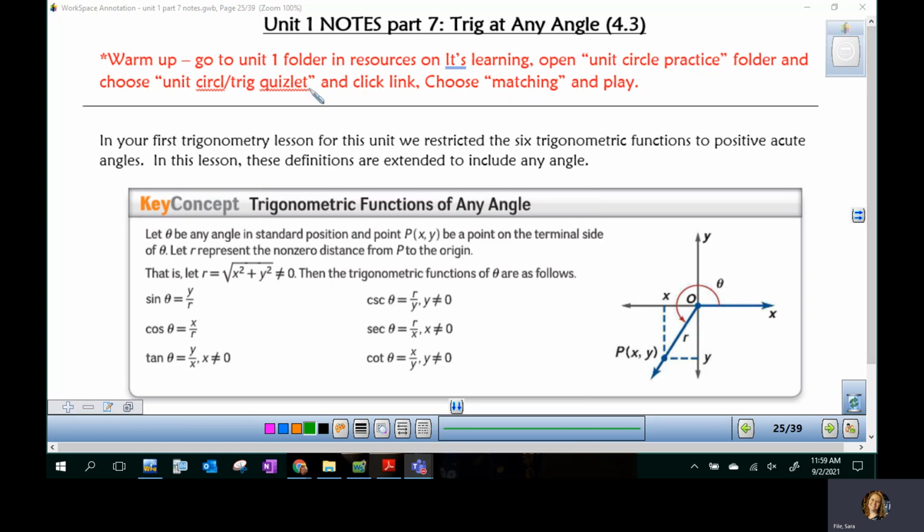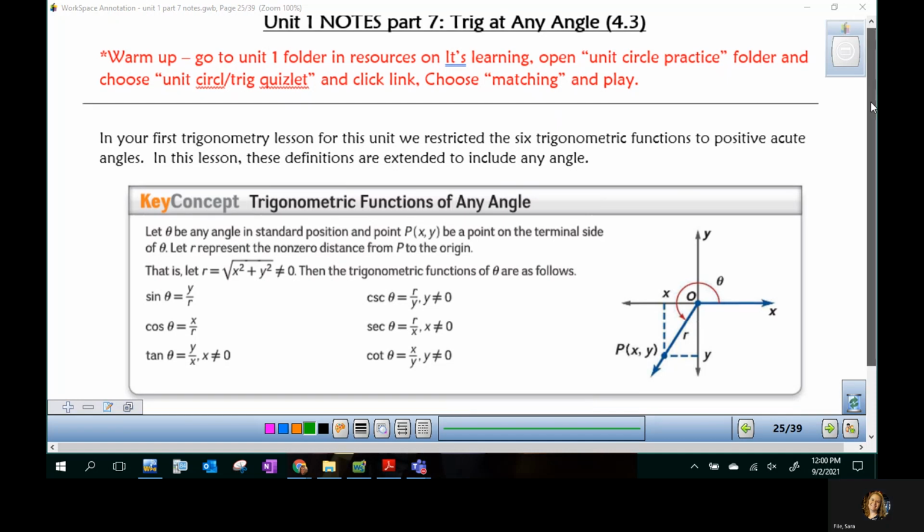We are skipping this warm-up for today because I want to make sure and get through the notes all today and not have to run into tomorrow. But remember that the links to resources are on It's Learning in the Unit 1 folder. This is one of them. This was going to be like a little matching game to practice with your unit circle and trig. Okay, you can do that on your own time. You can use any of those links anytime to help you study and practice with the unit circle.